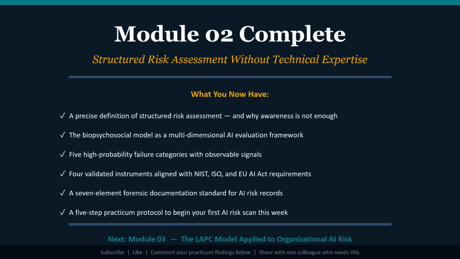Module 3 is called the IAPP model applied to organizational AI risk. We take the risks you have now learned to identify, and we build a crisis response and incident management framework around them. It is where the methodology becomes a system.